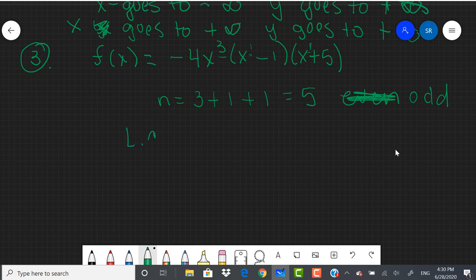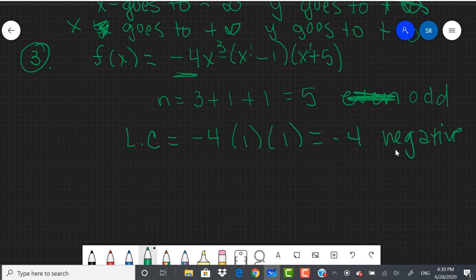Now let's look at our leading coefficient. In this case, there's no leading coefficient. This is a 1 and a 1, so we would have done negative 4 times 1 times 1, which is just negative 4. So we end up with a negative. So now my end behavior is going to be up, comma, then down.